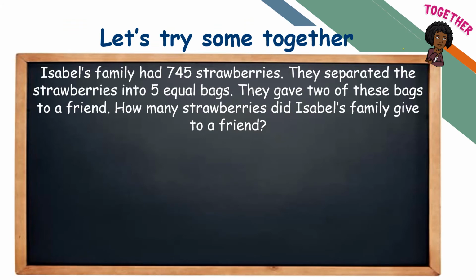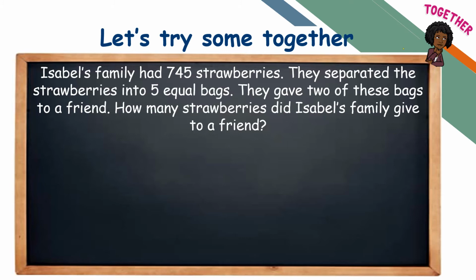Let's try some together. Isabel's family had 745 strawberries. They separated the strawberries into 5 equal bags. They gave 2 of these bags to a friend. How many strawberries did Isabel's family give to a friend?